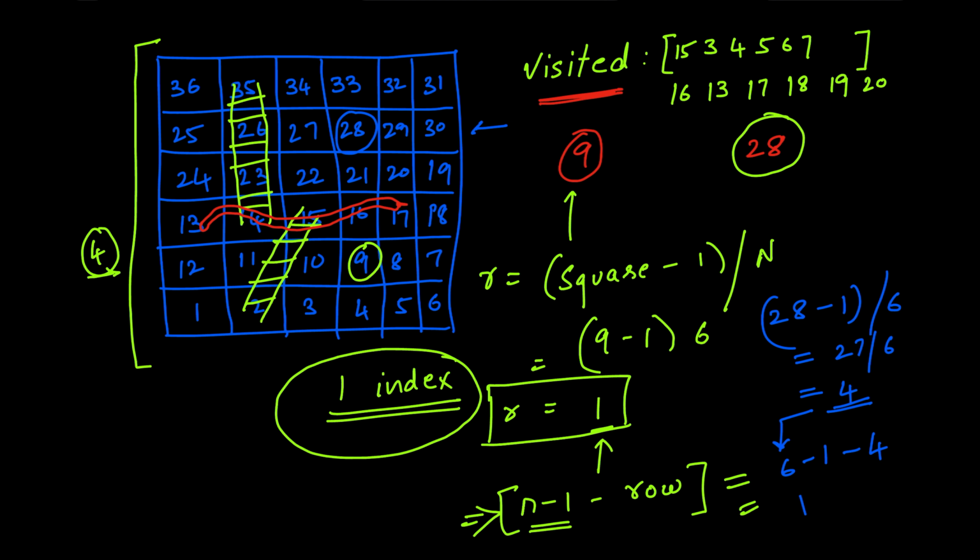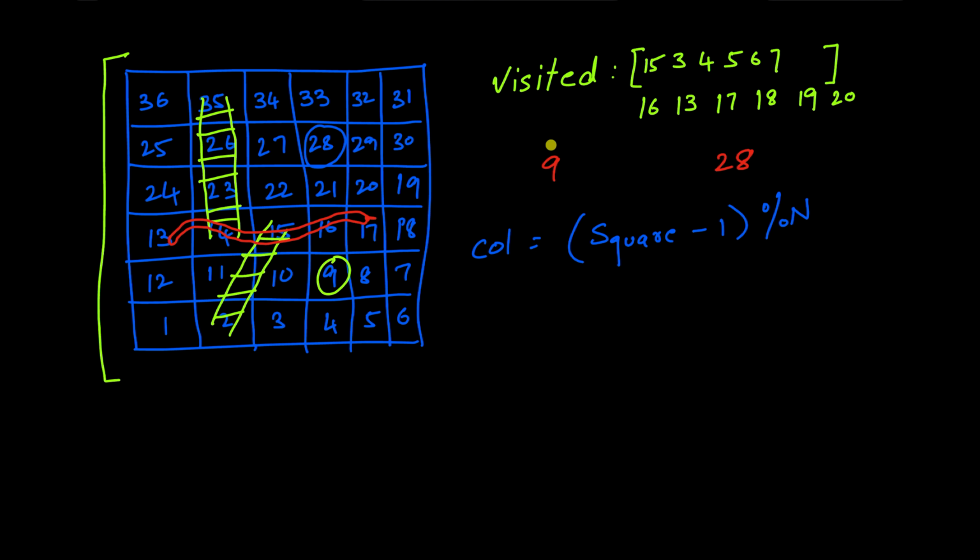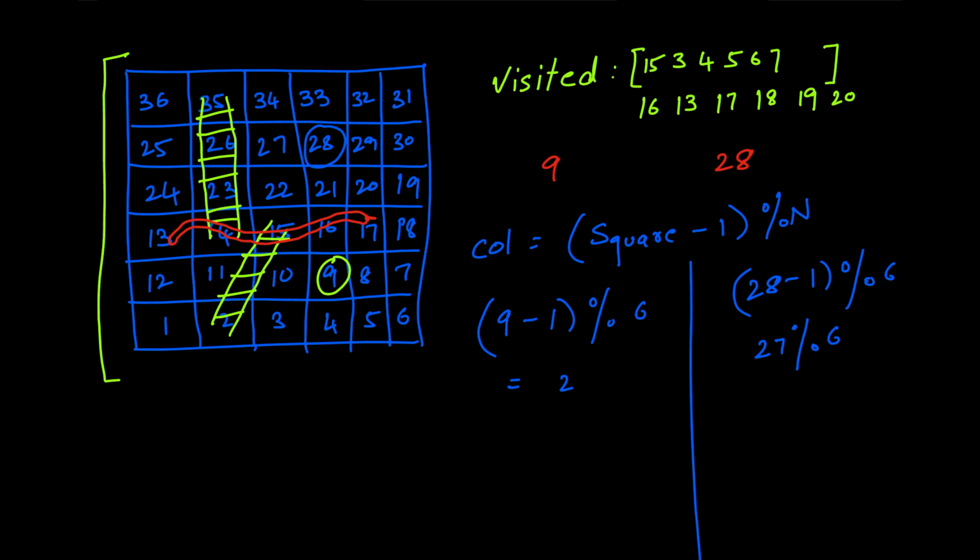Now let's discuss how we can calculate the column value. The conventional formula to calculate column is square minus 1 and then apply the mod of n operation on it. Using this formula for square 9, the column will be 2. And for square 28, the column will be 3. If you compare these values to the actual position of 28 and 9 on the board, you will see the value of 28 is correct, but for square 9 is incorrect.